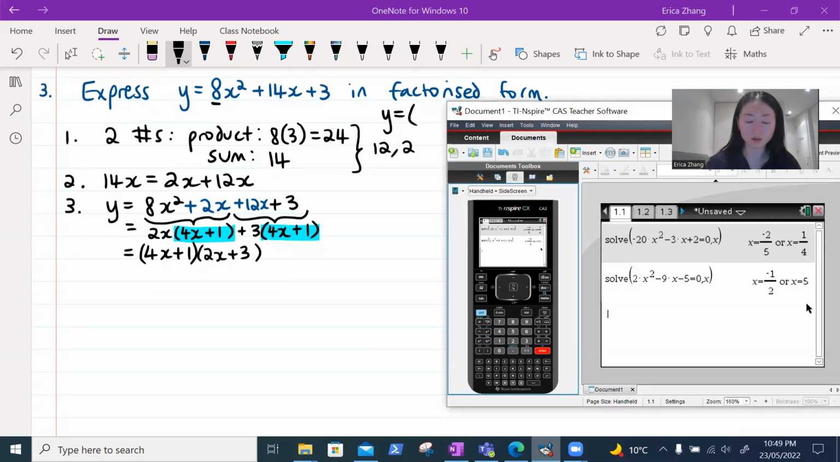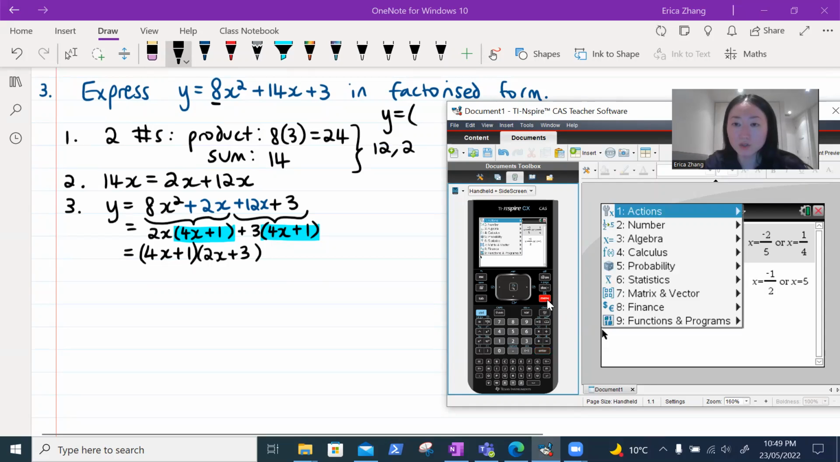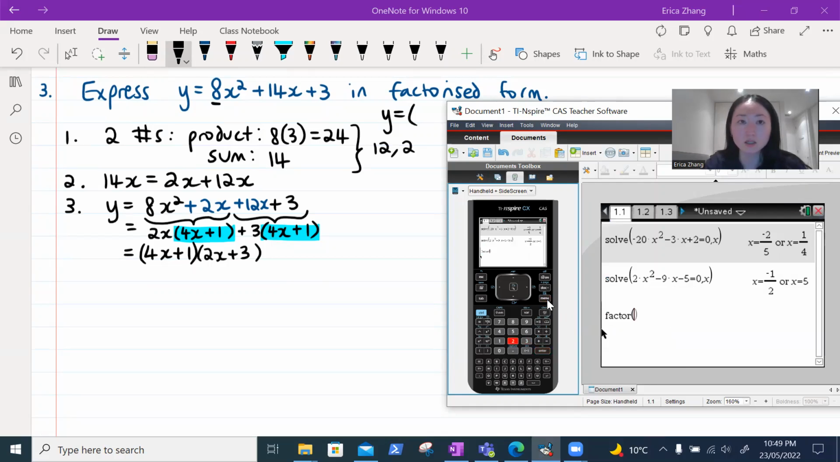Let's verify that we did the right thing. Okay, remember we can go menu, algebra, factor, and let's factor 8x squared plus 14 times x plus 3. And there we go.